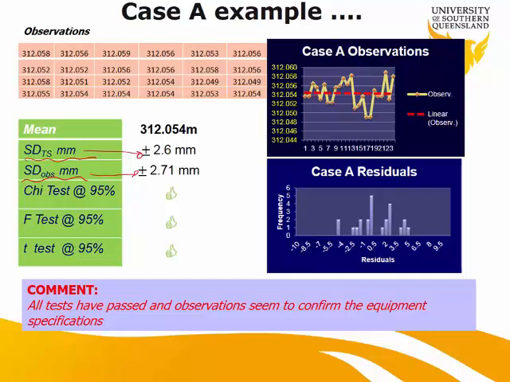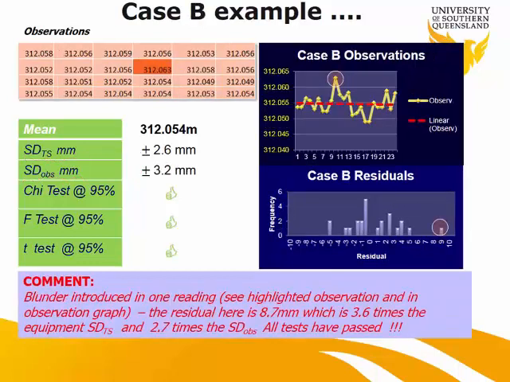And there's no problem. Yeah, let's move on. But in case B, what I've introduced is basically a blunder in one of my observations so that it doesn't match another observation. You can see it's easily detectable from the diagram I had here, and this is obviously the residual, which is way out of the limit. So you can see I've introduced the blunder.